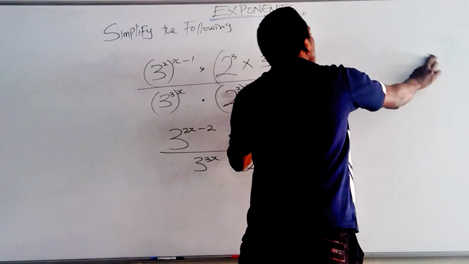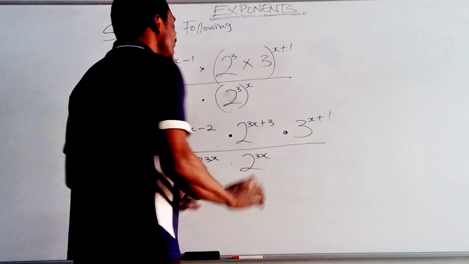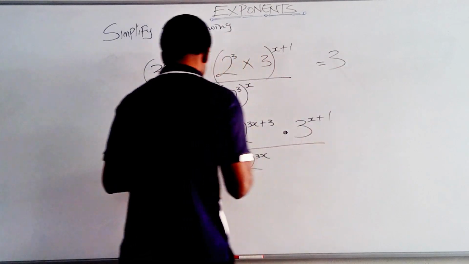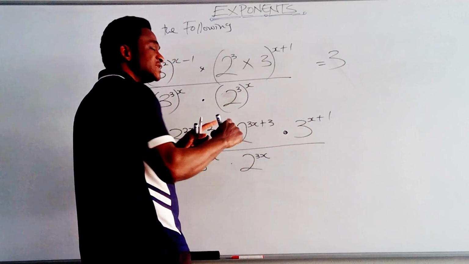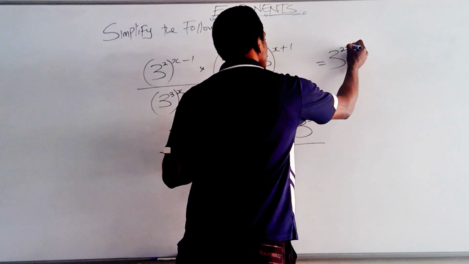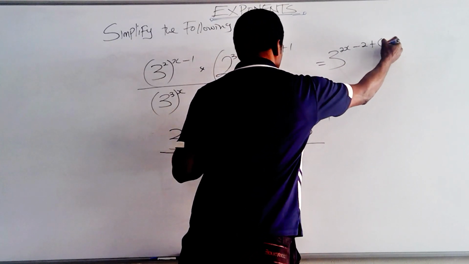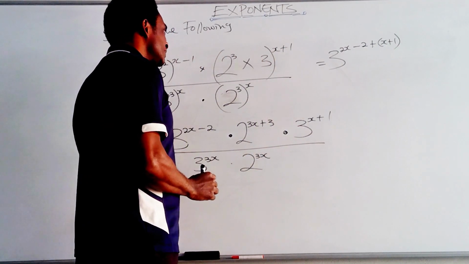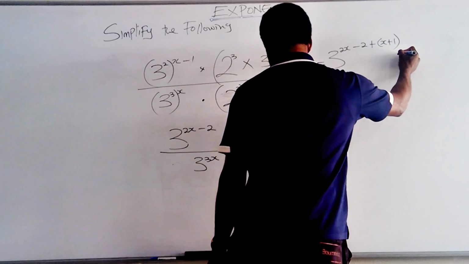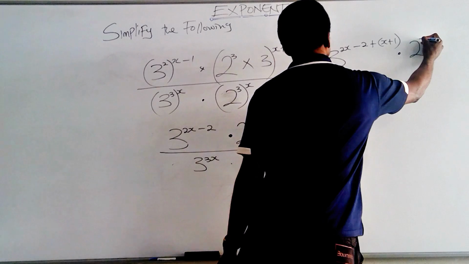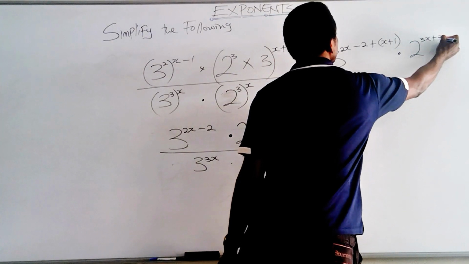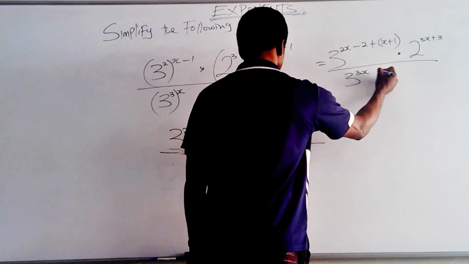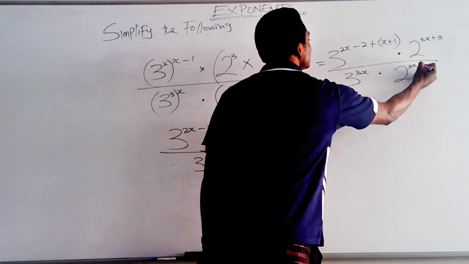If we want to simplify this further, we now group like this and this. So I will have 3 exponents, because multiplication says add the exponents. So I will have (2x minus 2) plus, please put this bracket, it's very important, plus (x plus 1) for the numerator, times 2^(3x+3), divided by 3^(3x) times 2^(3x).